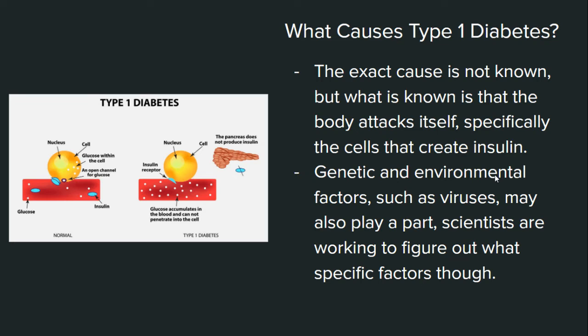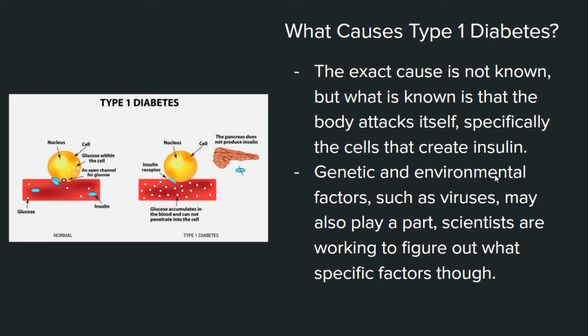What causes type 1 diabetes? The exact cause is not known, but what is known is that the body attacks itself, especially the cells that create insulin. Genetic and environmental factors, such as viruses, may also play a part. Scientists are working to figure out what specific factors, though.